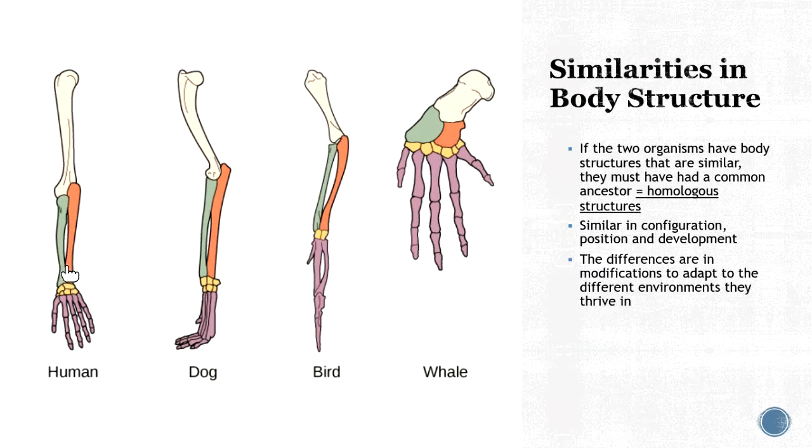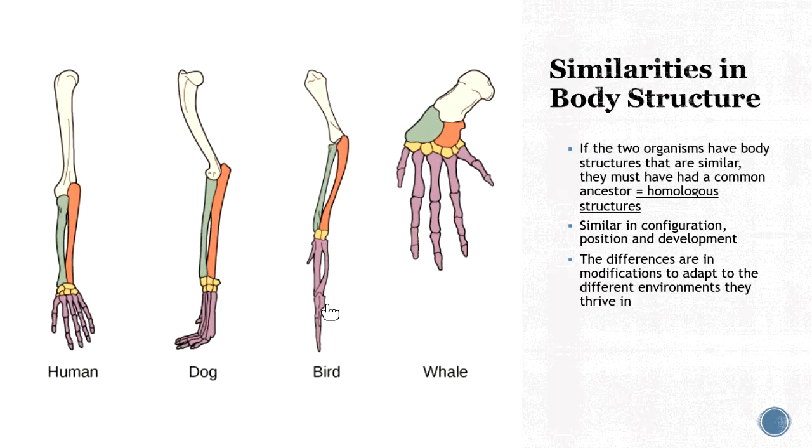So we have the human, dog, bird, and whale arm shown right here. So think about the different environments they live in. A whale is going to be in the aquatic environment, so they're going to have those fins. The fingers or the phalanges are going to be a lot longer for the fin bones, but they're not going to need the super long bones in the arm because the fins are closer to the body.